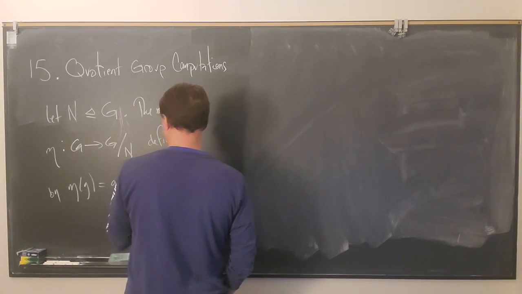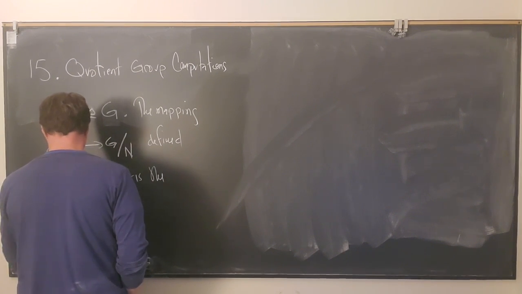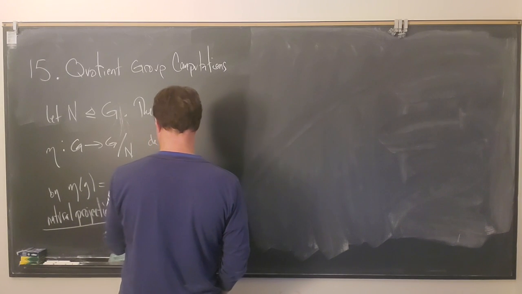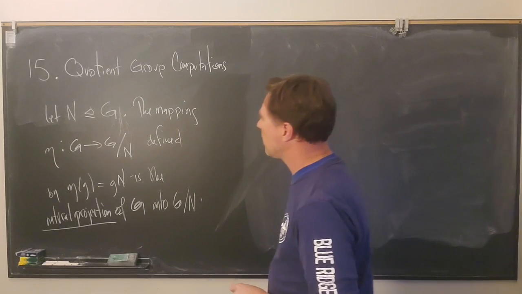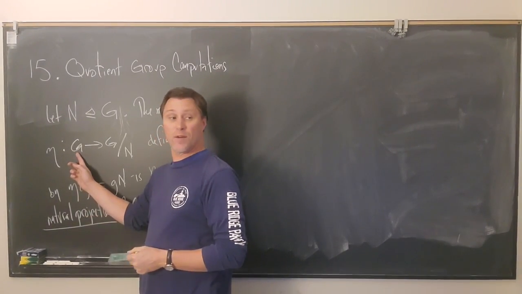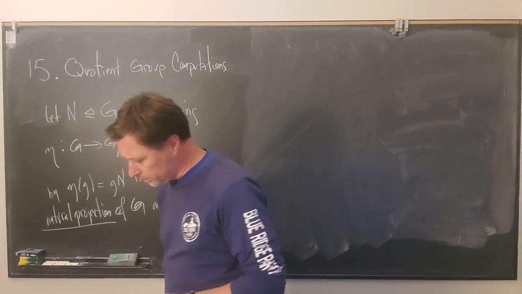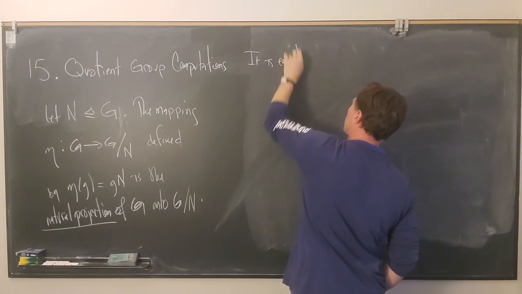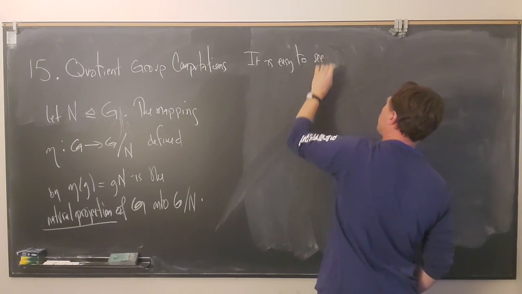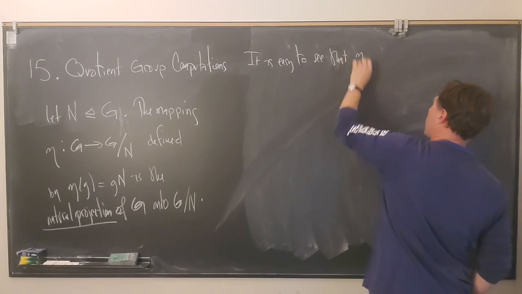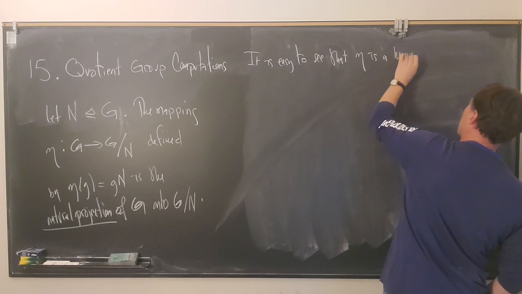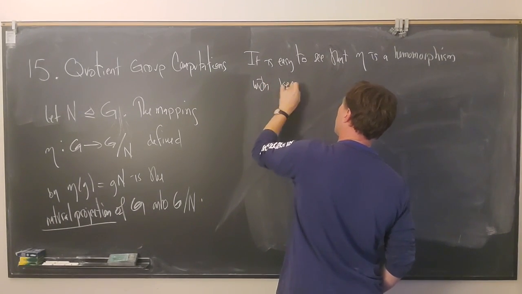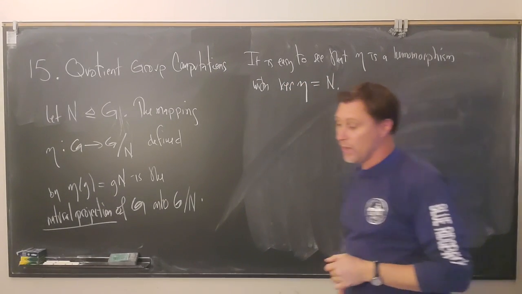So this is the natural projection of G onto G mod N. What does it do? It just associates to each element of G its corresponding coset, gN. You can compute this if you like, but it is easy to see that eta is a homomorphism with kernel, so the kernel of eta is exactly equal to capital N.